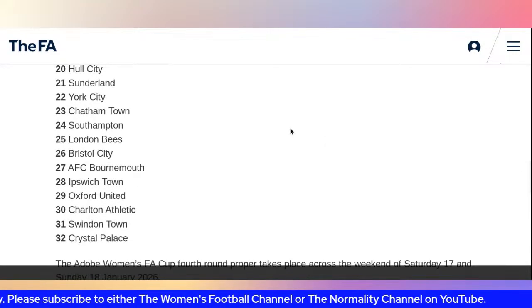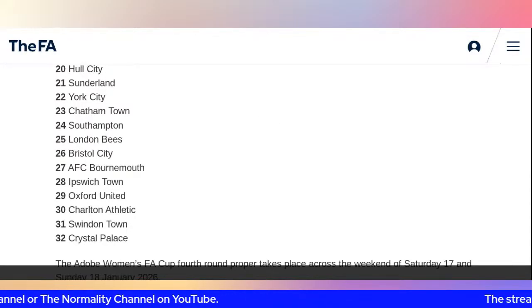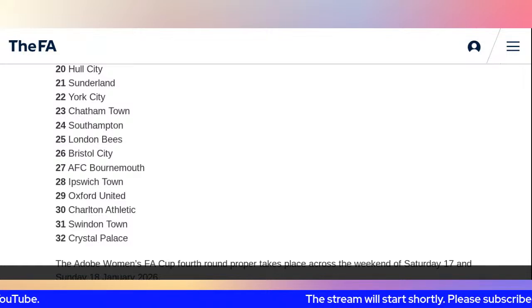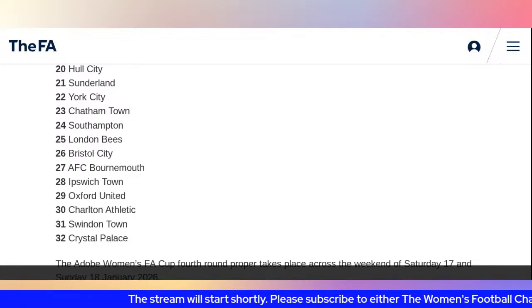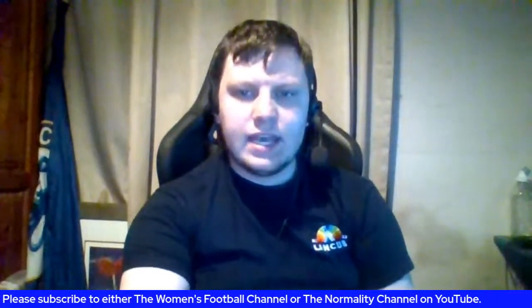Number 27 is AFC Bournemouth. Number 28 is Ipswich Town. Number 29 is Oxford United. Number 30 is Charlton Athletic. Number 31 is Swindon Town. And finally, ball number 32 is Crystal Palace. So, those are the 32 teams.